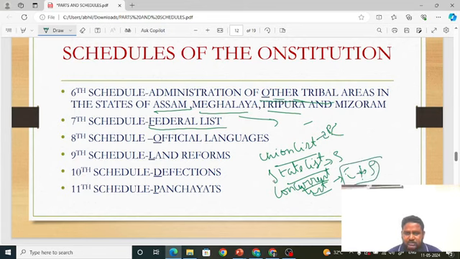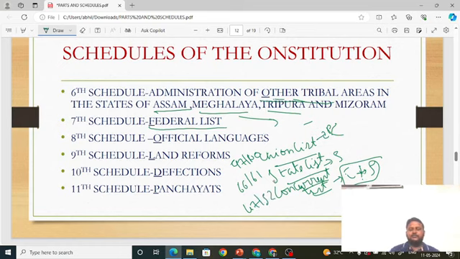How many subjects can the center make laws on? Earlier it was 97, now it is 100. So the central government can make laws on 100 subjects. And state list, earlier it was 66, it is now reduced to 61. And concurrent list, earlier it was 47, now it is 52.